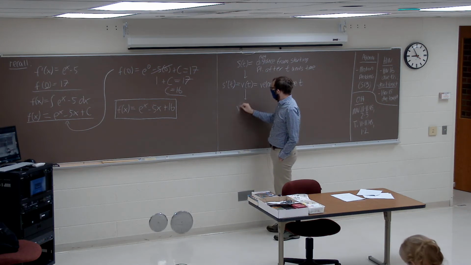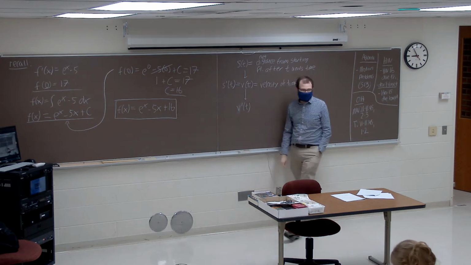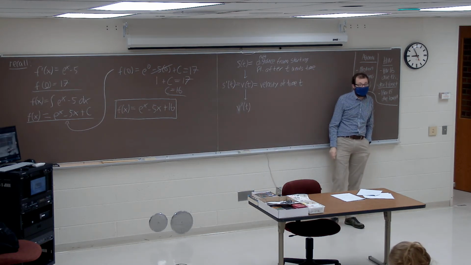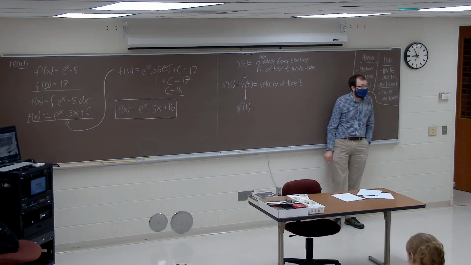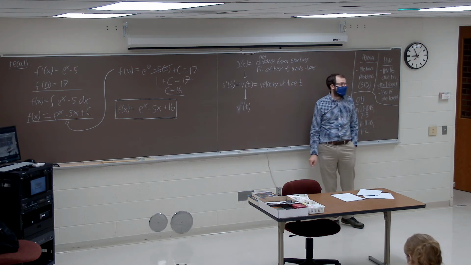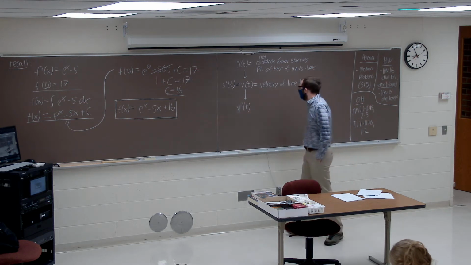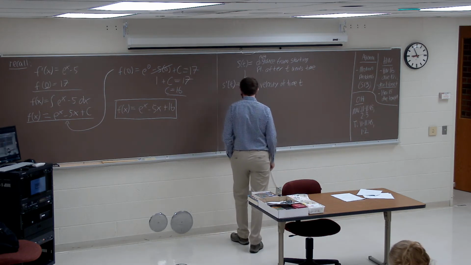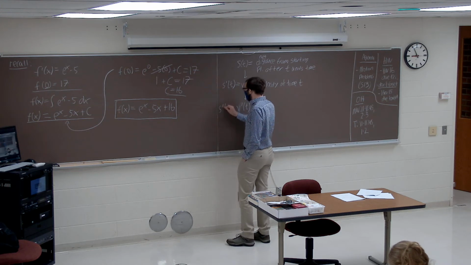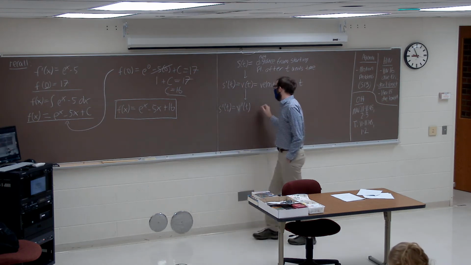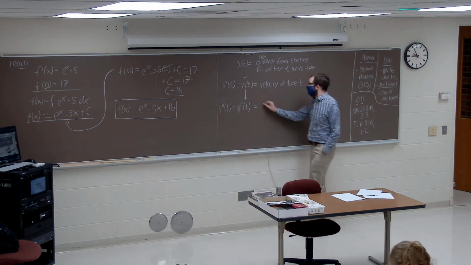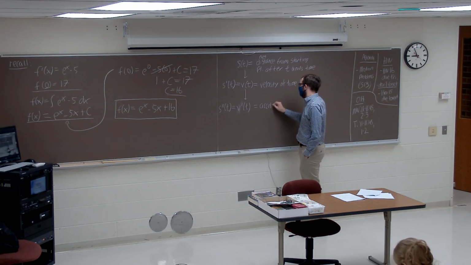What would we get if we took v prime of t? If we differentiated the second time and took the derivative of our velocity function? Josh? Wouldn't it be like change in velocity, so that'd be acceleration. Yeah. If we differentiate again and take v prime of t, or s double prime of t, we're going to get acceleration.